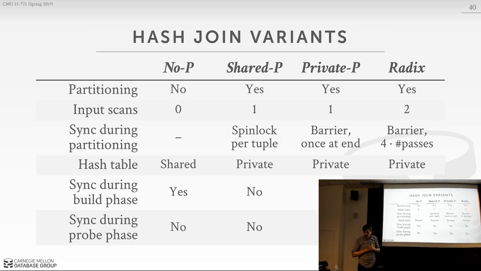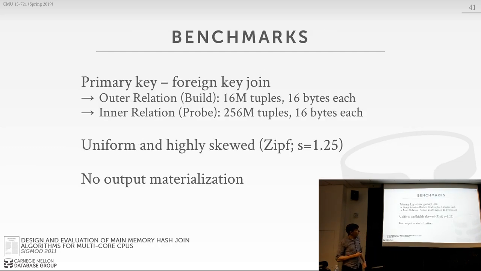Okay, so let's now talk about the evaluation of all these different techniques. I'm not going to go through all the details of the table, but we talked about no partitioning, private partitioning, and radix partitioning. Here's how to actually implement all these things, at what points you need to synchronize, where you're storing data, and how many times you have to scan over the data. This is from the paper. We don't need to go into details. I just want to look at the results.